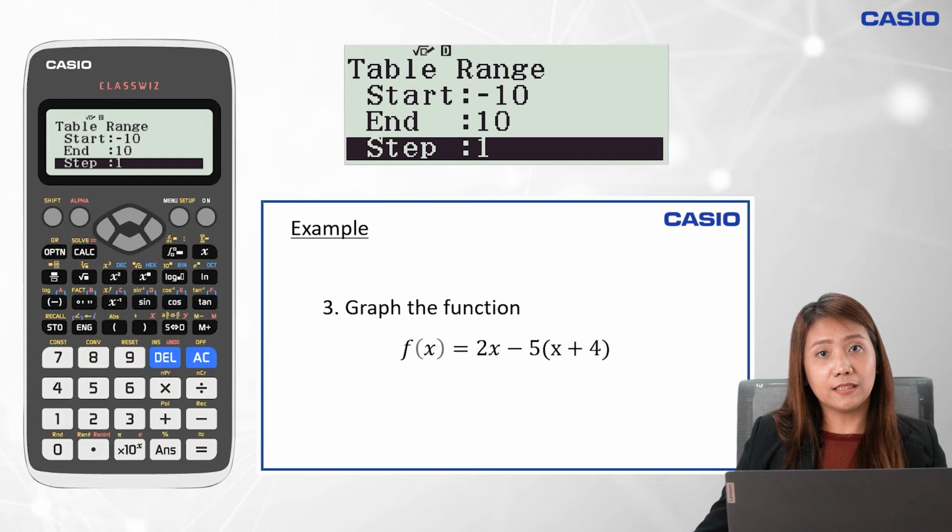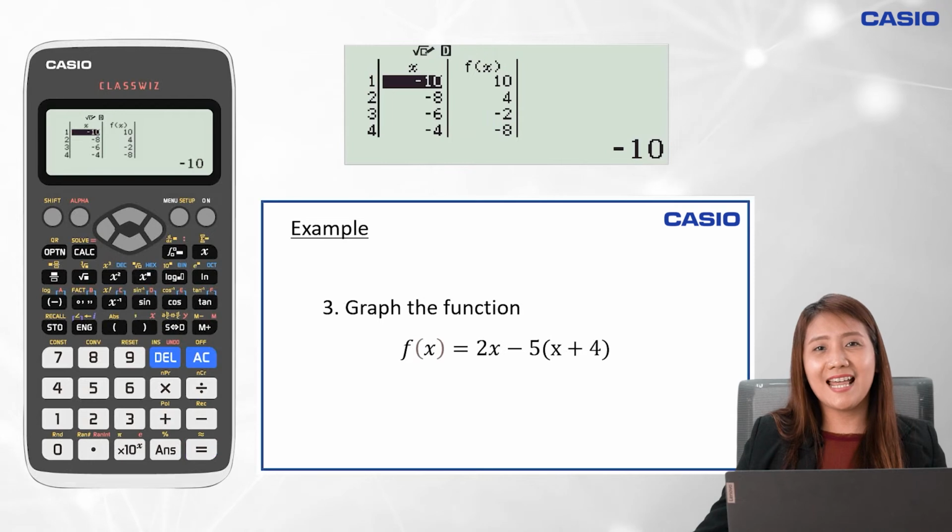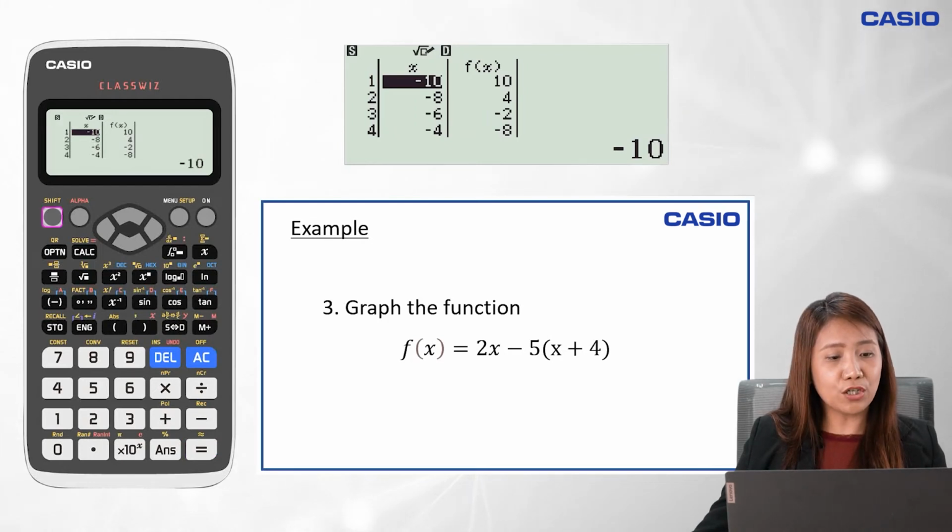Decide on the interval. In this case, let's use 2. Then press equal sign twice after encoding 2. This directs us to the table of values. But since we're asked to graph the function, let's click on Shift Option.